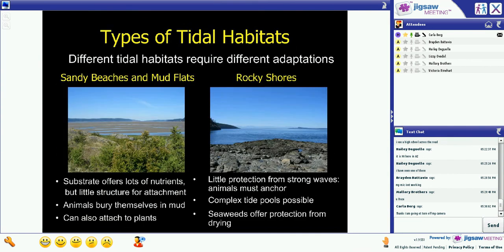So let's look at the two main different types of tidal habitats. We have sandy beaches on the left-hand side and rocky shores on the right-hand side. Anyone want to volunteer to read about the sandy beaches? Victoria, go ahead.